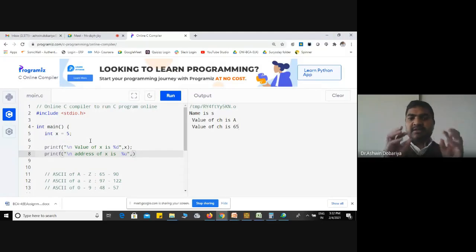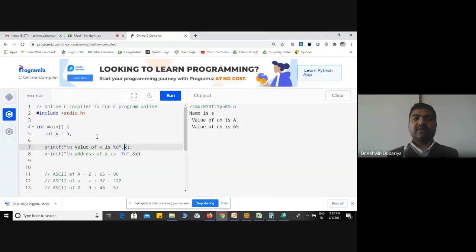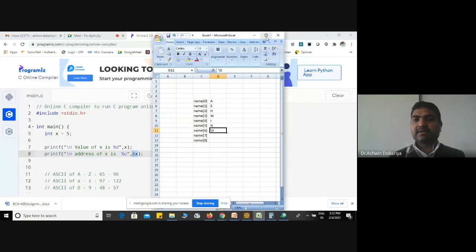In memory, every variable has its own address where it is stored. So how can we identify that address? Ampersand x. If you mention only x, then it will fetch the value. But if you mention ampersand x, then it will fetch the address of x, not the value. So address is different, value is different. See, in memory it is stored like this.